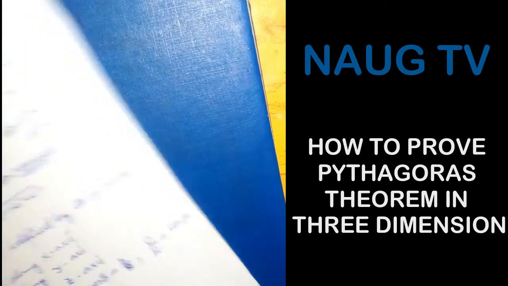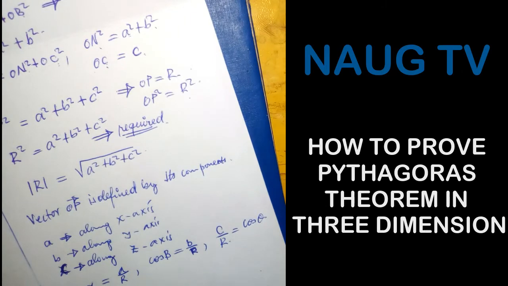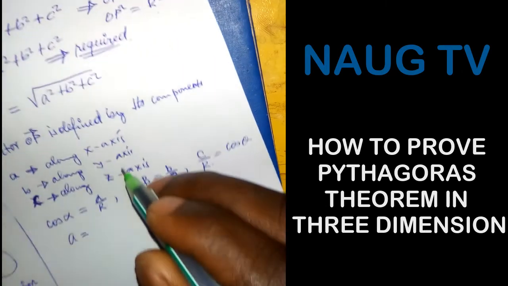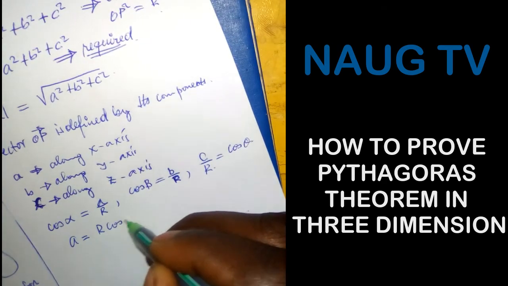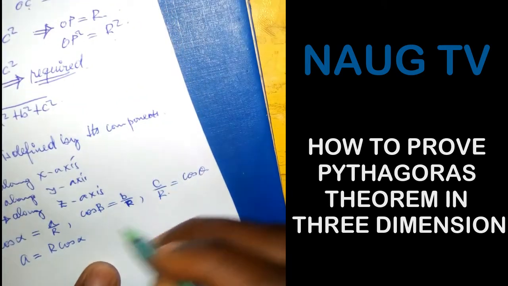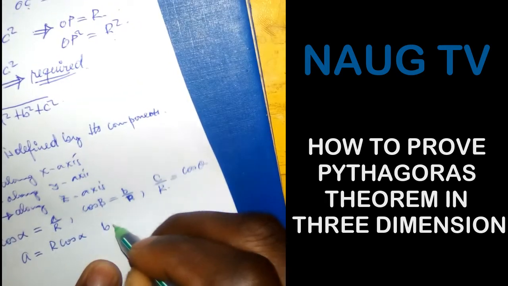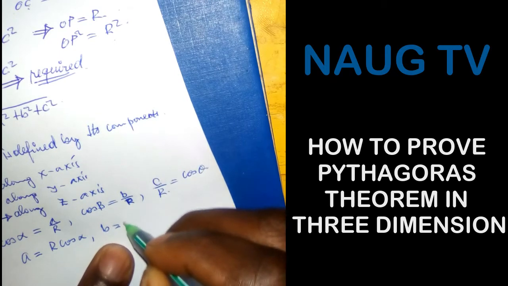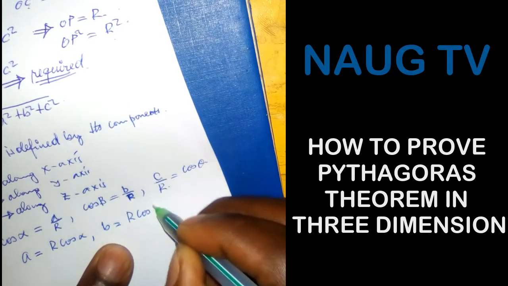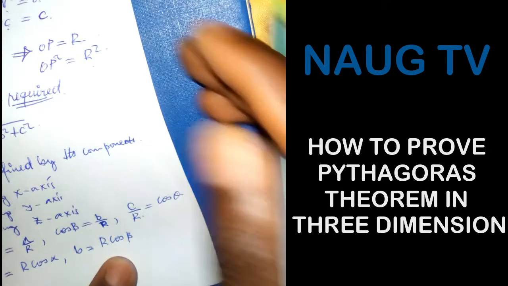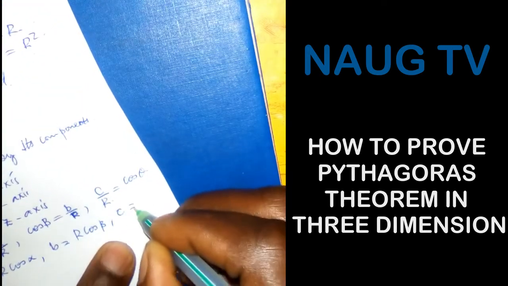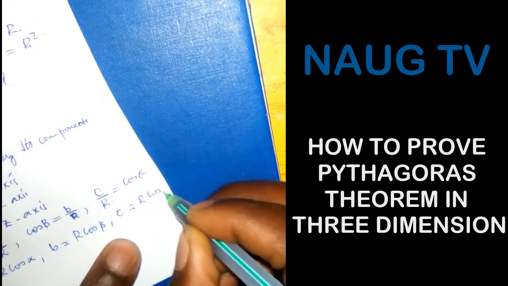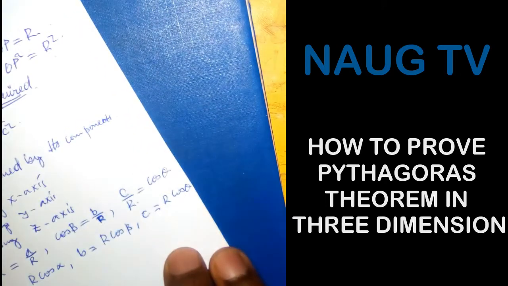Yeah. So from here we are going to calculate for A. A would be equal to R cosine alpha. B would be equal to R cosine beta, and also C would be equal to R cosine theta.